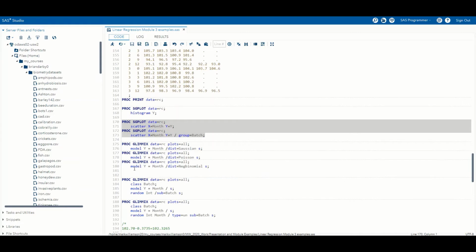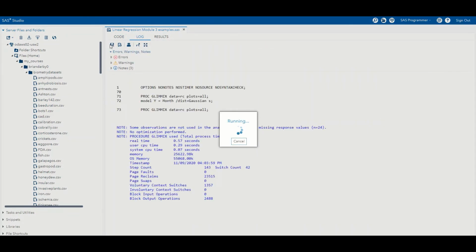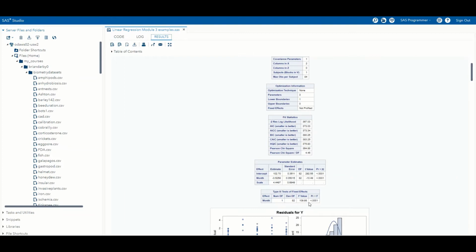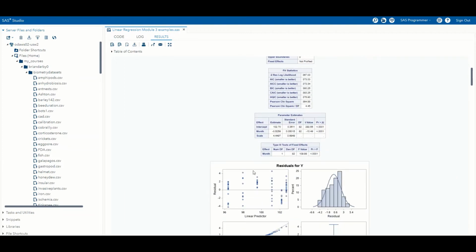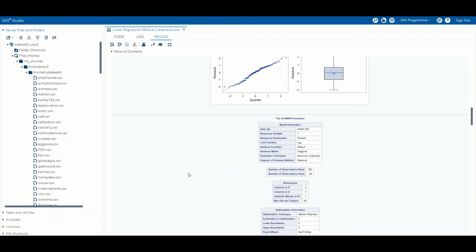So I'm going to start this out here by just doing 3 different Glimmix models using only fixed effects. So we're just going to have Y as a function of month, and we're going to try a couple different distributions to see which one might have the best fit. So this is the Gaussian or normal distribution. Looks like month is significant. Chi-squared degrees of freedom, pretty high. Residuals, okay, maybe not great.